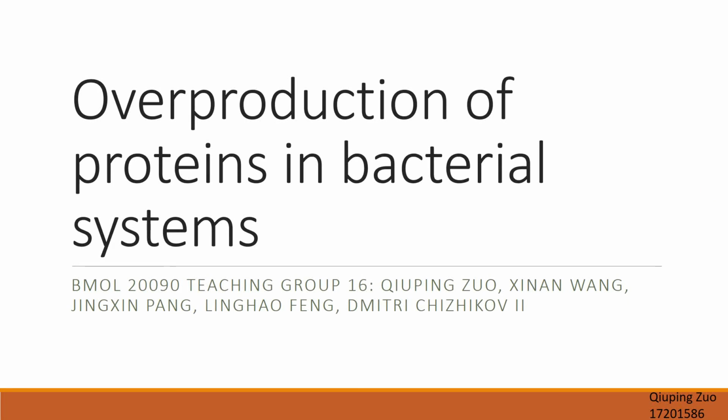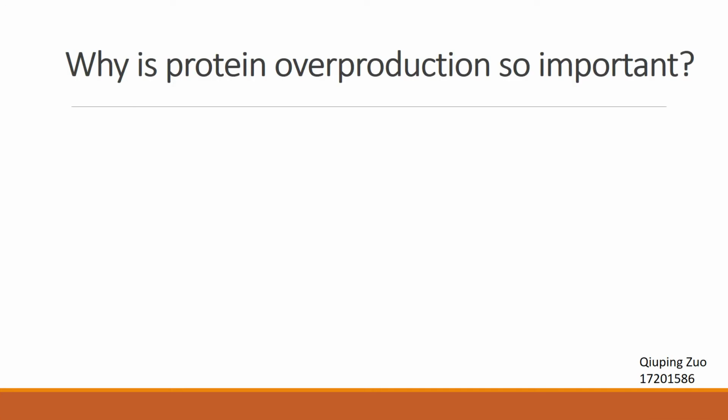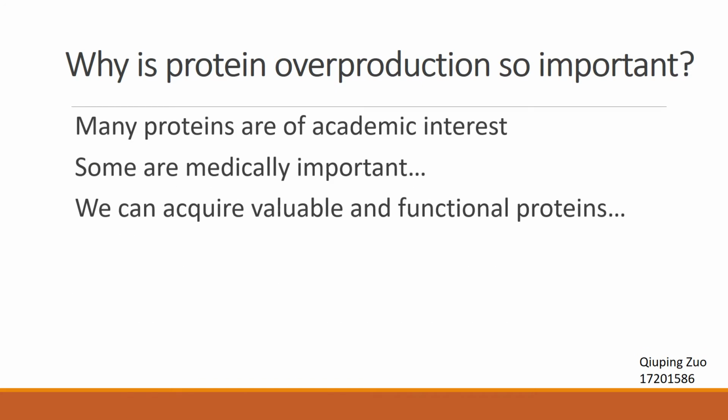Hi everyone, today we are going to talk about overproduction of proteins in bacterial systems. It is one of the most crucial parts in the life sciences and medicine, particularly for molecular biology research. Why is overproduction so important? Because many proteins are of academic interest, and some are medically important. Meanwhile, we can acquire valuable and functional proteins by that technology.